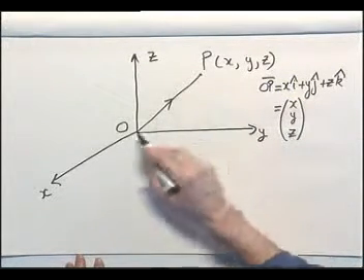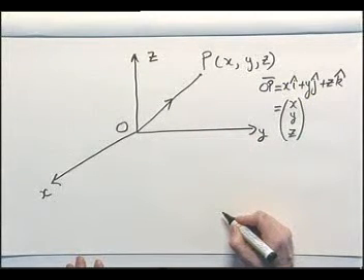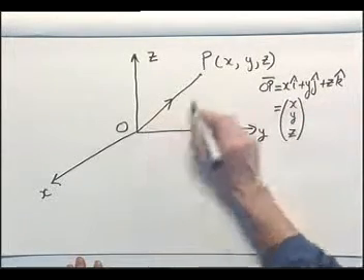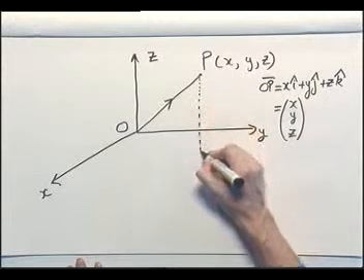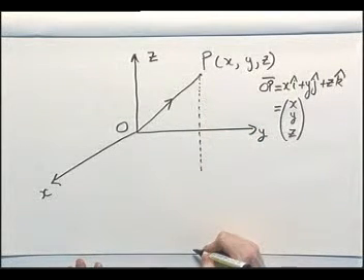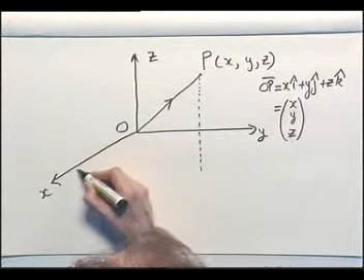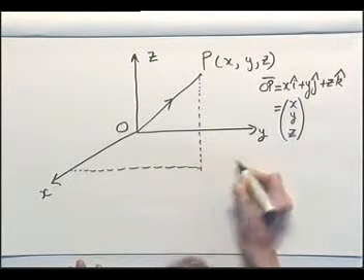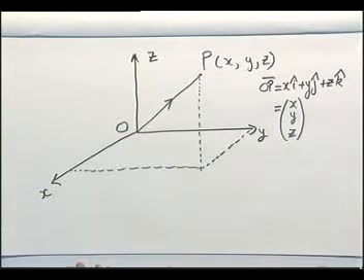Now, there are various things we would like to know and certain notation that we want to introduce. For a start, what's the magnitude of OP bar? What's the length of OP? Well, let's drop a perpendicular down into the xy plane there. And then let's join this up to the axes there and across there.